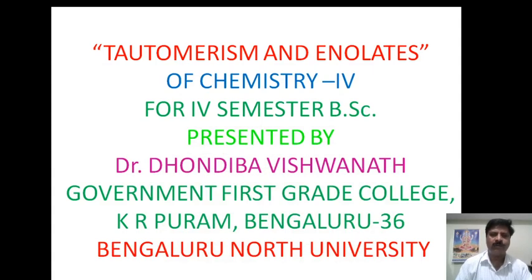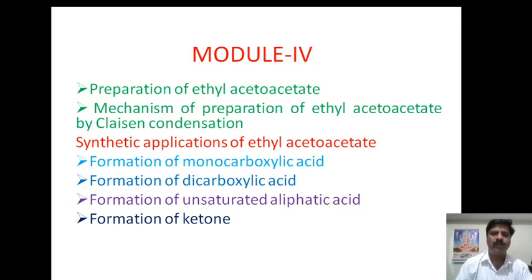Today I am going to discuss Module 4, Tautomerism and Enolates, of BSc Chemistry. In this module, I have to explain the preparation of ethyl acetoacetate, the mechanism of its preparation by Claisen condensation reaction, and the synthetic applications of ethyl acetoacetate: formation of monocarboxylic acid, formation of dicarboxylic acid, formation of unsaturated aliphatic acid, and last one is formation of ketone. We shall study one by one.